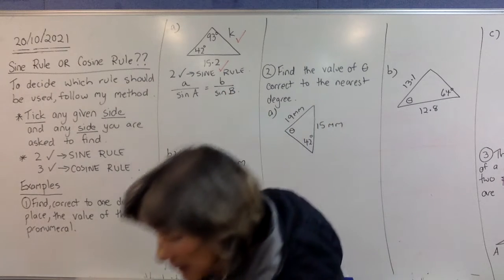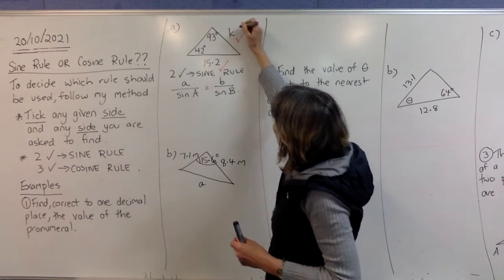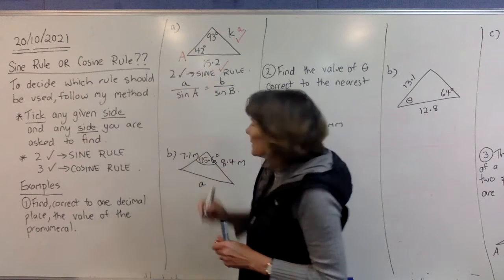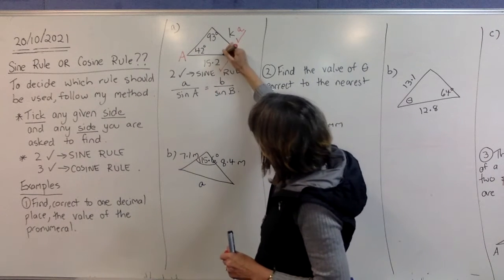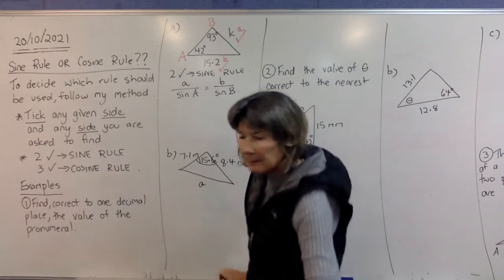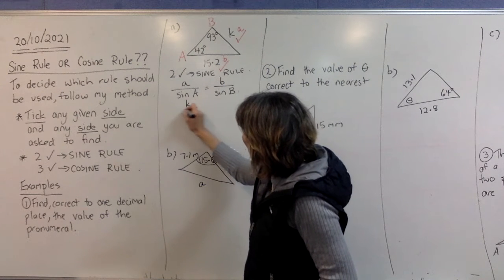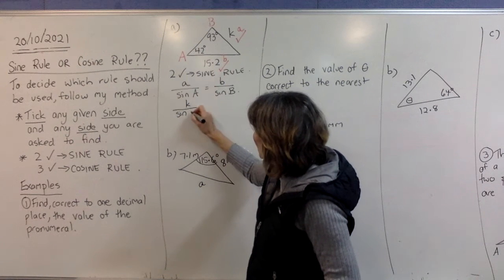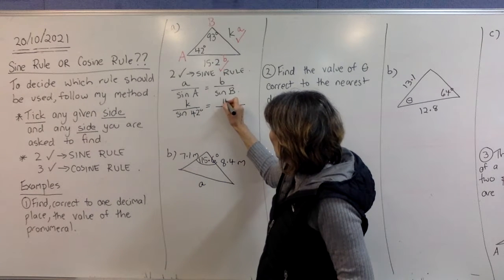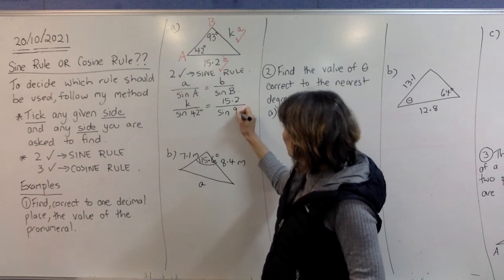Okay, so going from there, we're subbing in. We're going to call this little a, because that's what we're looking for. Angle A will be opposite it. Little b will be this other side, and angle B will be opposite it. So now we're subbing in. So instead of a, we're going to write k over sine 42 degrees equals 15.2 over sine 93 degrees.